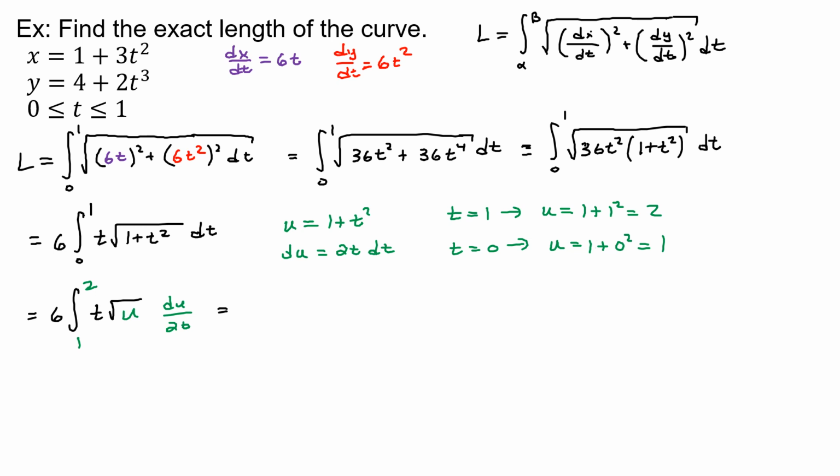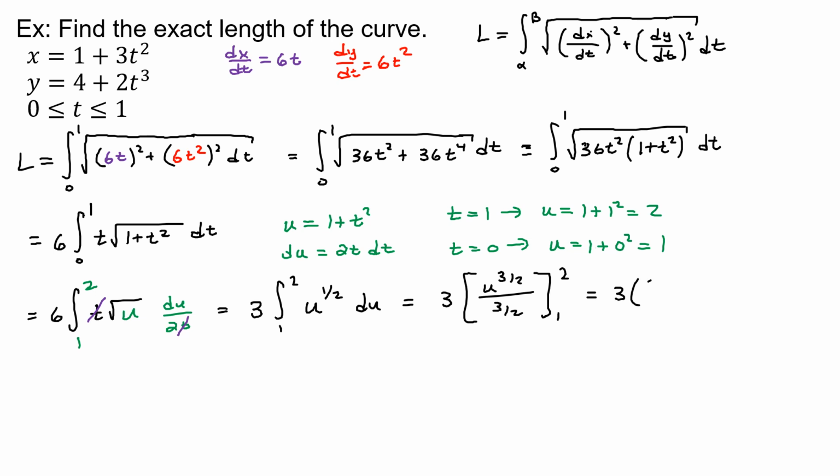So the 6 divided by the 2 gives me 3. I'm left with the t's canceling. This t cancels that t. And so I'm just left with the square root of u, or u to the 1/2. If I add 1 to the power, this is now just a power rule. I'll add 1 to the power and divide by the power, between 1 and 2. I'm going to flip the 3/2 over and multiply it. So I'm going to get 3 times 2/3 times, if I plug in 2, 2 to the 3/2 minus 1 to the 3/2.